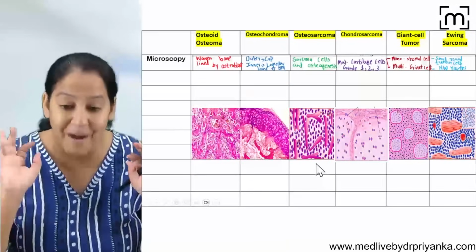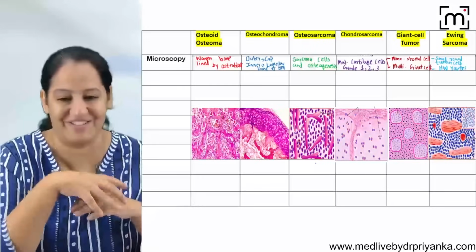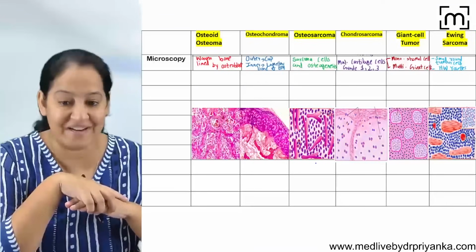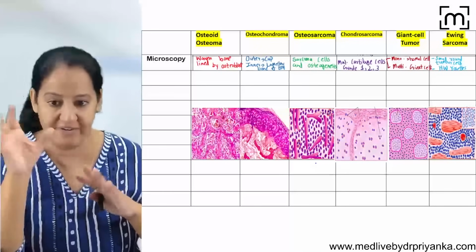Now the last thing, the microscopy of all of them, the hallmark feature. Looking at the microscopy, you can identify them very well. So one by one, we will revise the microscopy.